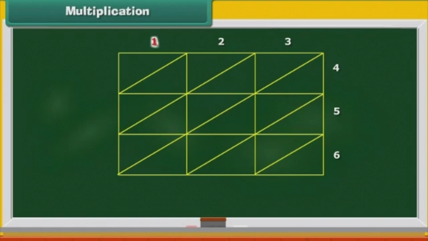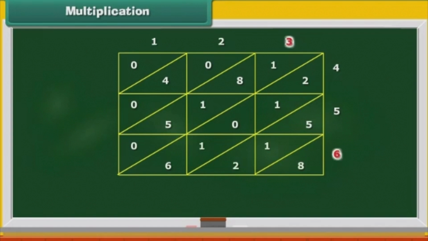Multiply 1 by 4. Write the result as 04 in the first cell. Multiply 2 and 4 and write the result as 08 in the second cell, and so on. Now add up the diagonal elements from the bottom.